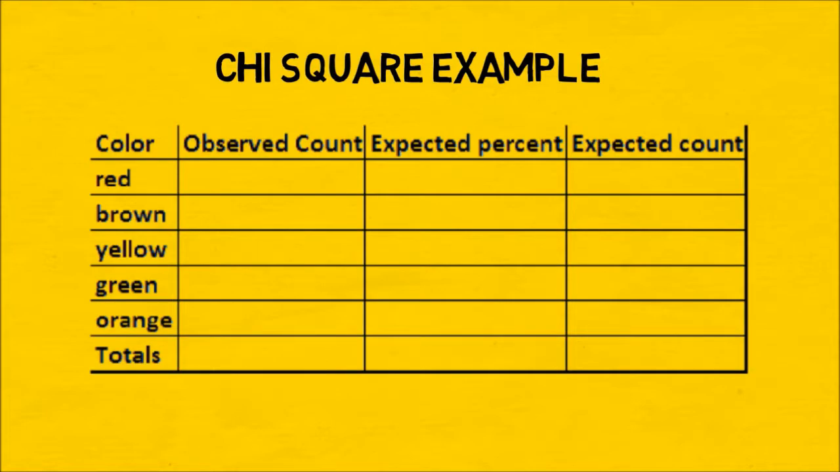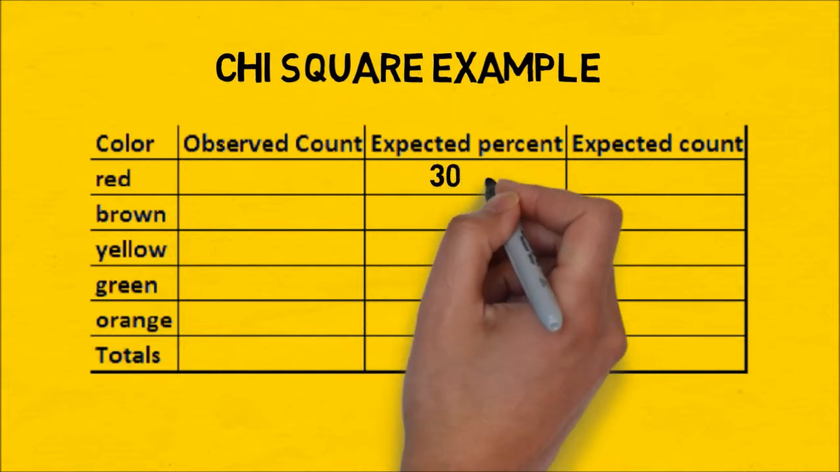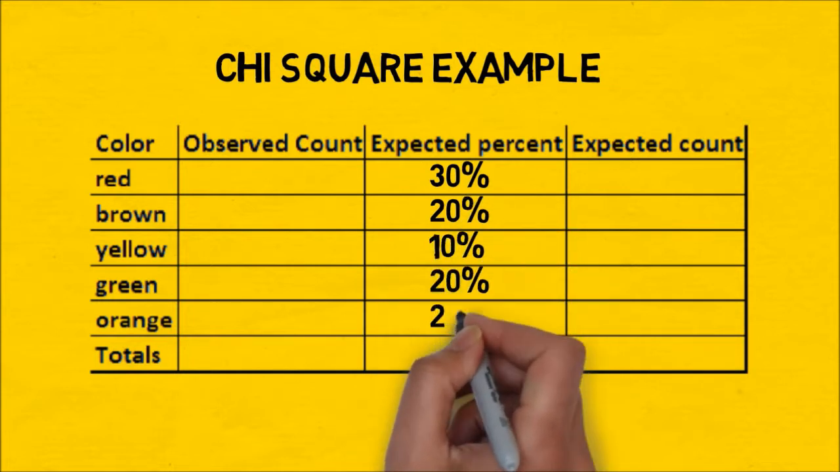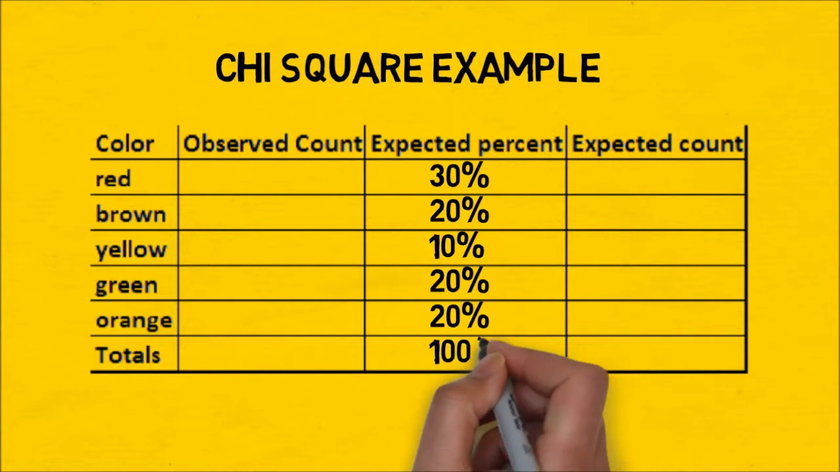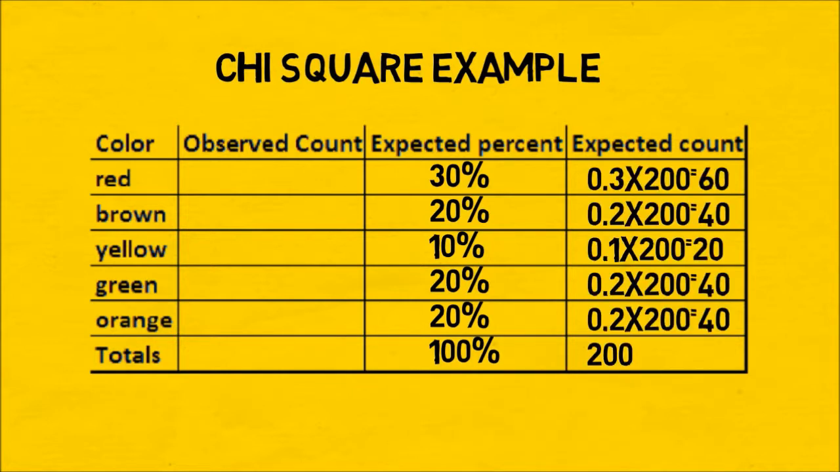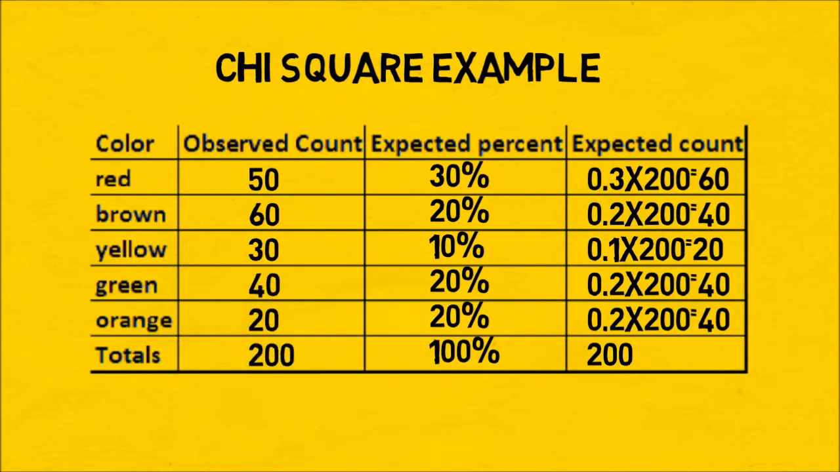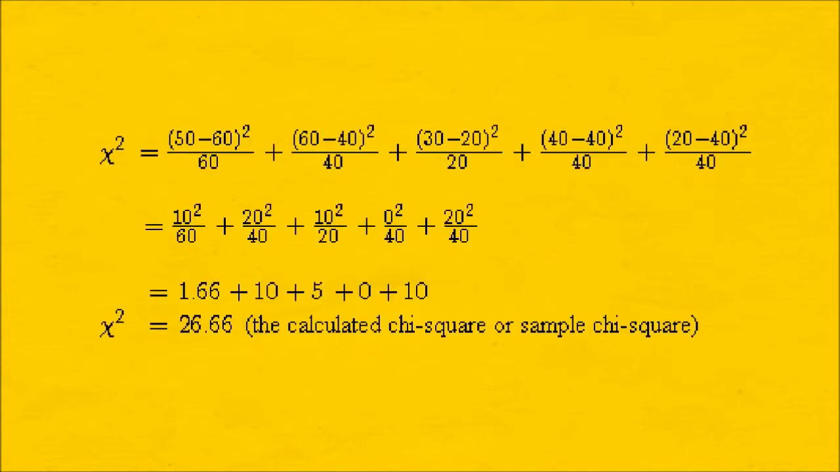Suppose we purchase a bag containing 200 M&M candies and the manufacturer claims that the bag contained 30% red, 20% brown, 10% yellow, 20% green, and 20% orange candies. After opening the bag, we make the following observations. Now, let's use the chi-square formula to calculate the chi-square value. So, after calculating the formula, our chi-square value is 26.6.